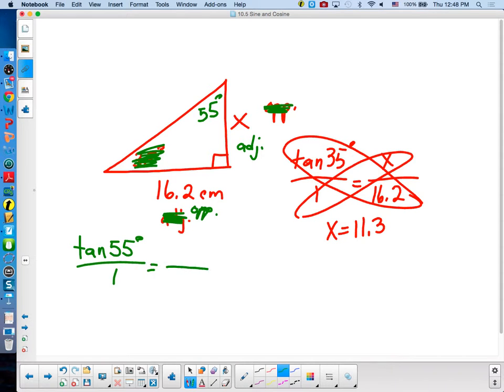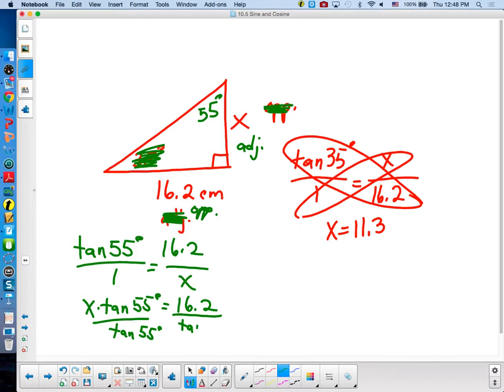The fraction would be 16.2 over x. Same answer. Cross multiply. This one's just a little bit harder to solve because you have to divide. But take 16.2 divided by the tangent of 55. Do you still get the 11.3? Yes. So it really doesn't matter which acute angle you use.